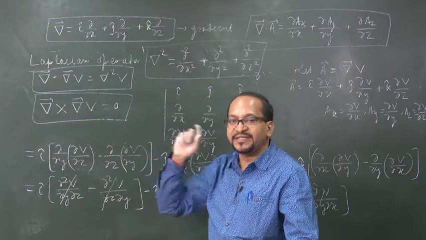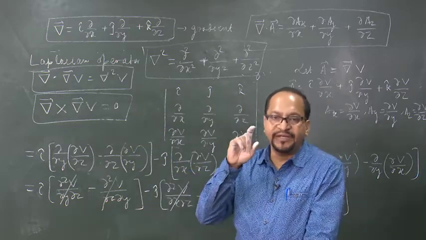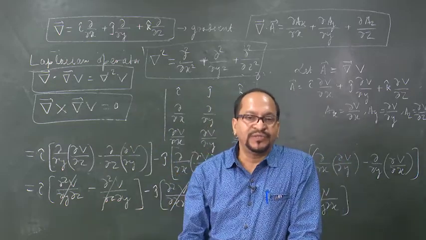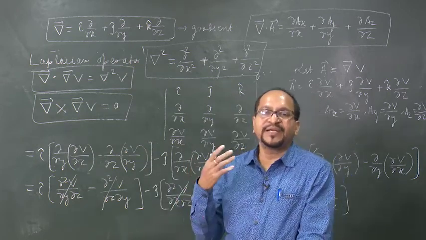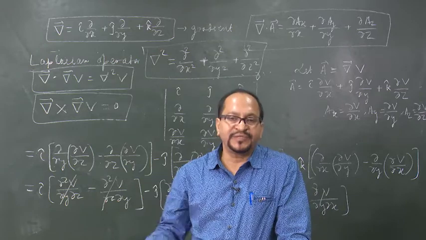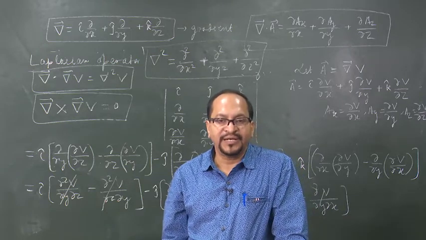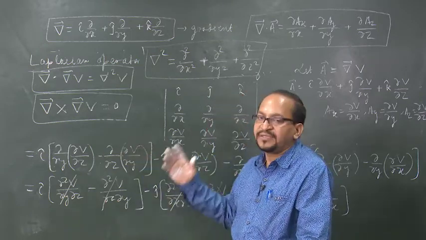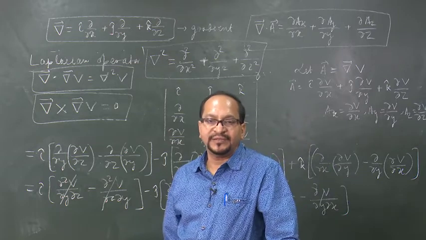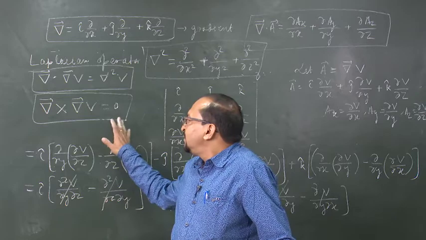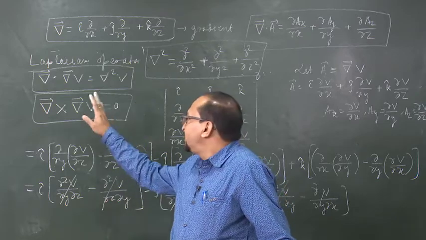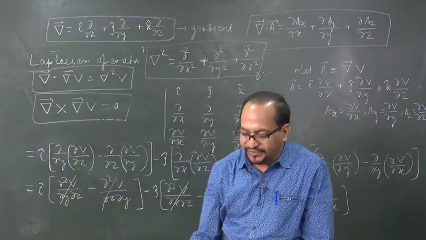So, if we can establish any physical quantity whose curl is 0, then we have the liberty to express that vector as the gradient of a scalar. And we will see this is the situation for our electric field, we will prove it. So, curl of grad of v is 0, divergence of grad v is del square v.